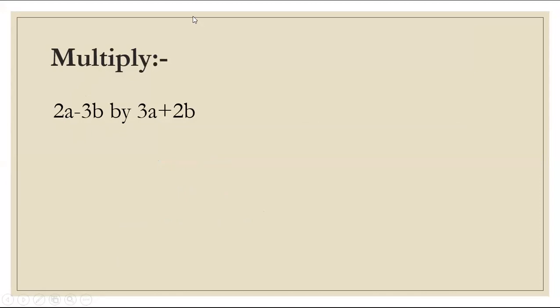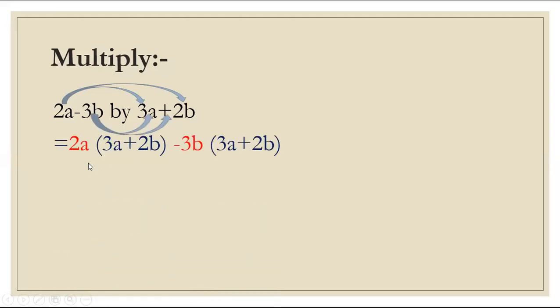Again, students, look at this question properly. First, we have to take the first term, then second bracket, then second term, and second bracket. Look at this simplification. First term, second bracket, minus 3b, that is second term, and second bracket. Clear? Now, students, can you multiply these terms? Here, 2a is written outside the bracket, so it is going to be multiplied with this whole bracket.